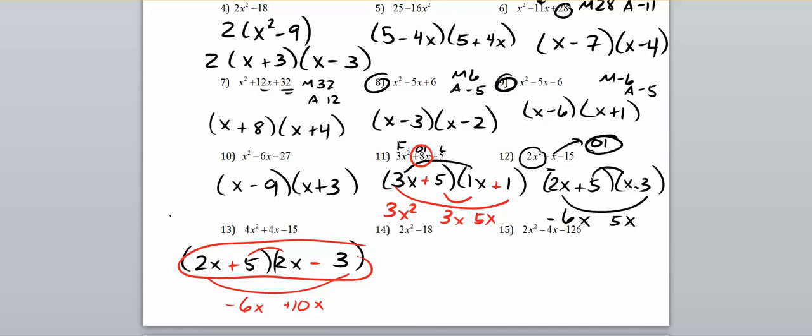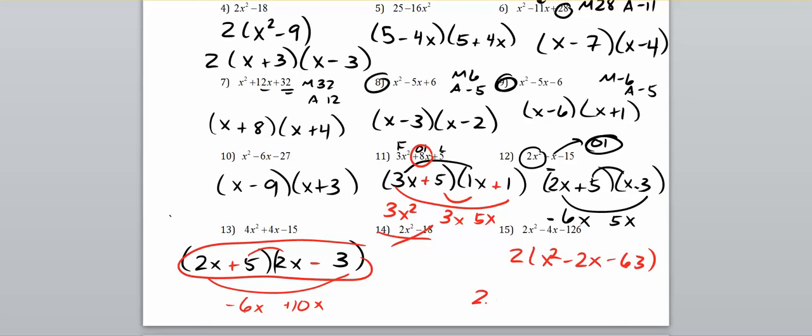On 14 and 15, if you don't see it at first, I'm going to do combinations. Oh, I already did. Just kidding. Don't do number 14. We already did that in number 4. Let's jump to number 15. On 15, I'm going to go ahead and pull out a 2 because they all are even, so I know that they can share a 2. So I'm going to get x squared minus 2x minus 63.